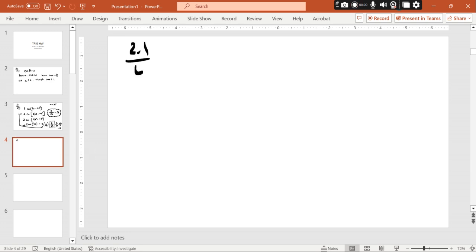49, I believe. Is this find the exact value of the following? Give me cosine of 30 degrees. Or is it secant of 30 degrees? It's secant of 30 degrees. All right. How do we do that? Anybody?